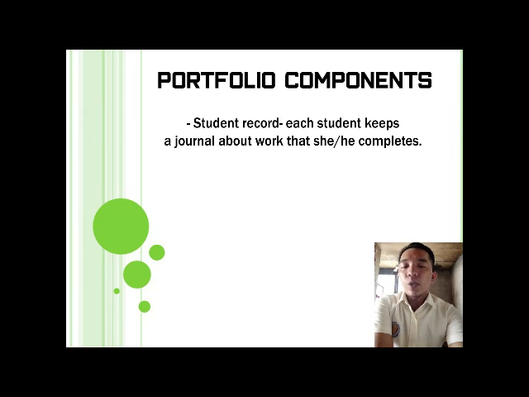The third one is the student's record. Each student keeps a journal about work that he or she completes. At conference time, it is the student's responsibility to go through their journals and select entries to go in their portfolios. For example, an entry that describes and/or identifies quadrilaterals by their attributes: trapezoid, rectangle, rhombus, and square.